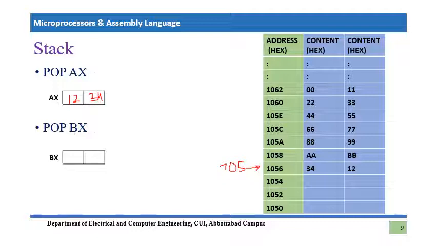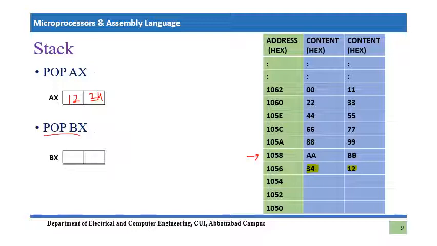And with this particular statement, what will happen? Let me highlight whatever we have. This is no more here, this is no more here, so let me clean it. Top of stack will be here now, right? We have retrieved information from the stack, so it will increment from 1056 to 1058, an increment of 2. Now the next instruction is pop BX.